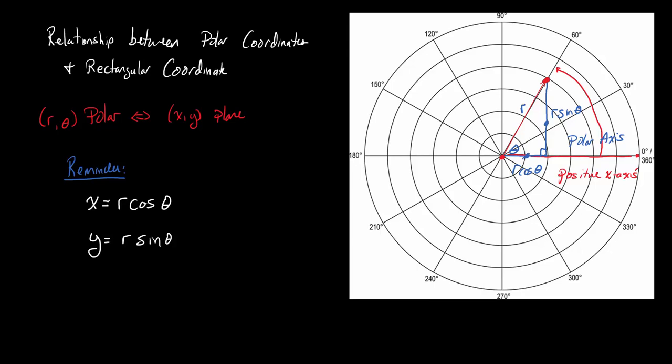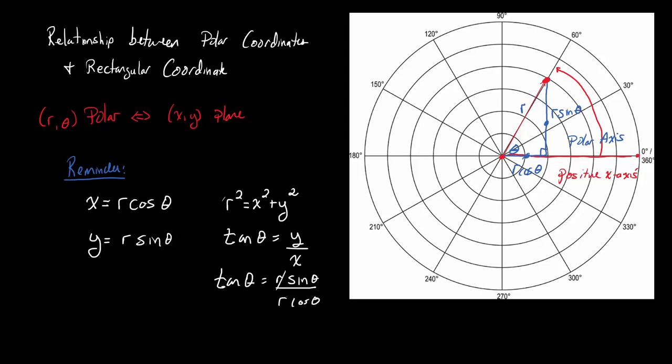Another great equation that we can use is r squared equals x squared plus y squared, which is just our Pythagorean theorem, where we relate the two sides of the triangle to the hypotenuse. And lastly, we know that tangent of theta is equal to y over x. We could also rewrite tangent of theta as r sine of theta over r cosine of theta. Notice the r's cancel, we get sine over cosine, so we get tangent again. So this is another way for us to rewrite all these different relationships.